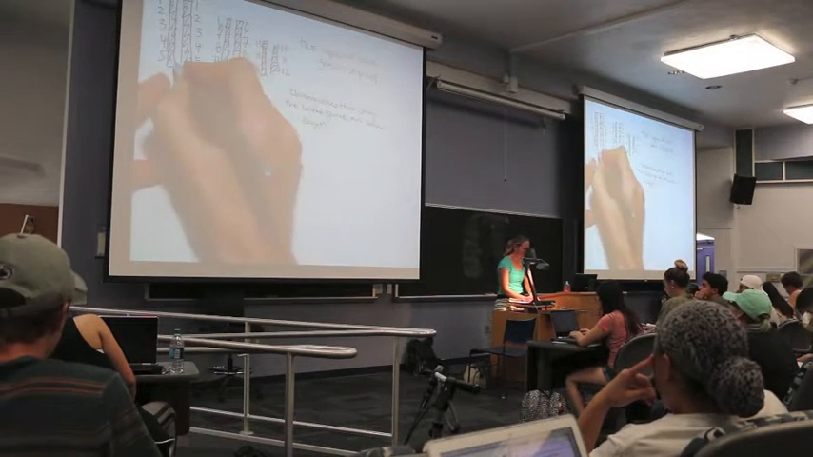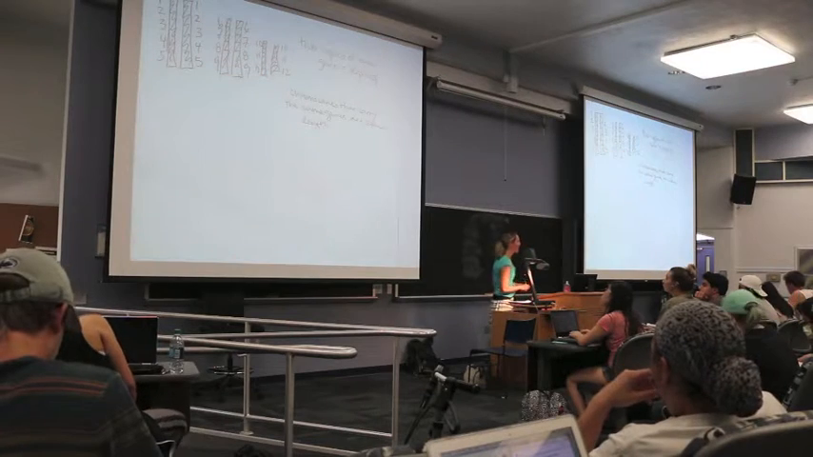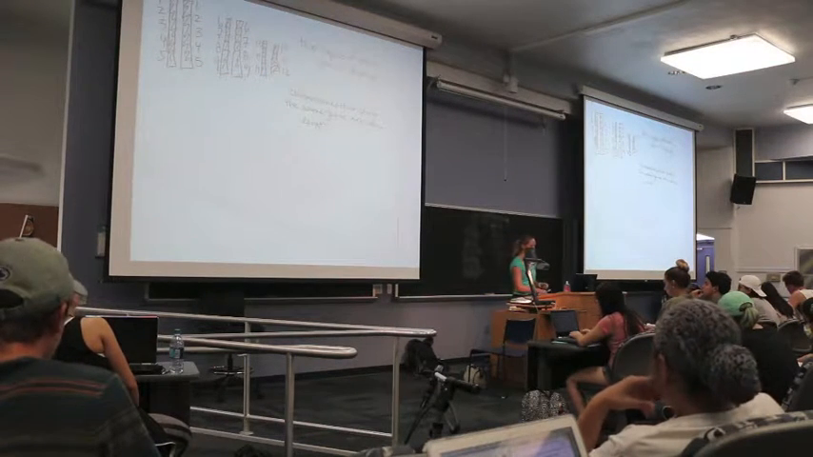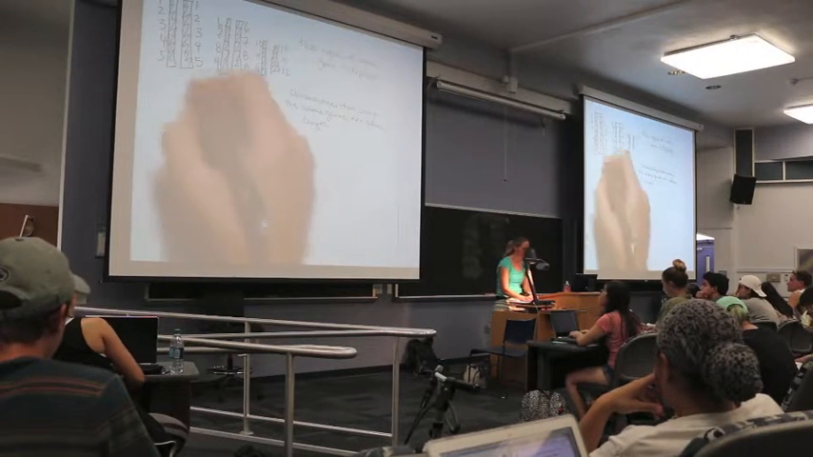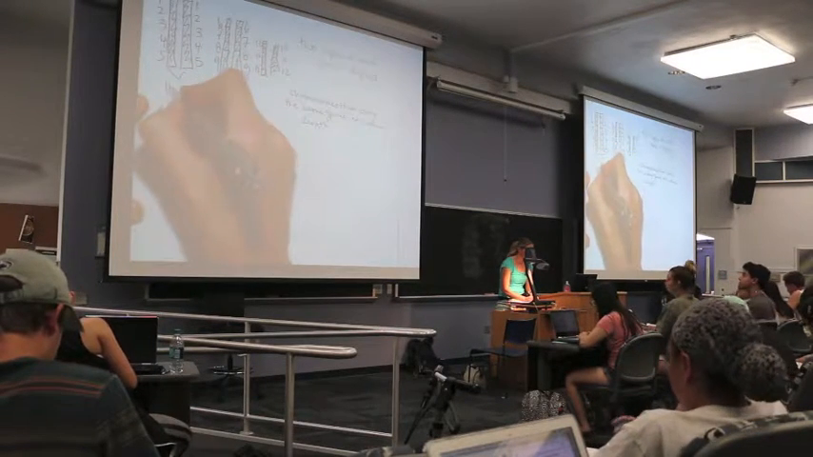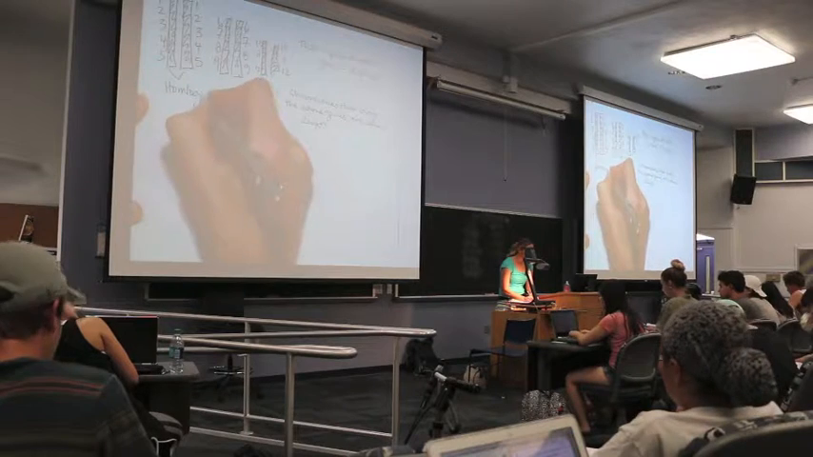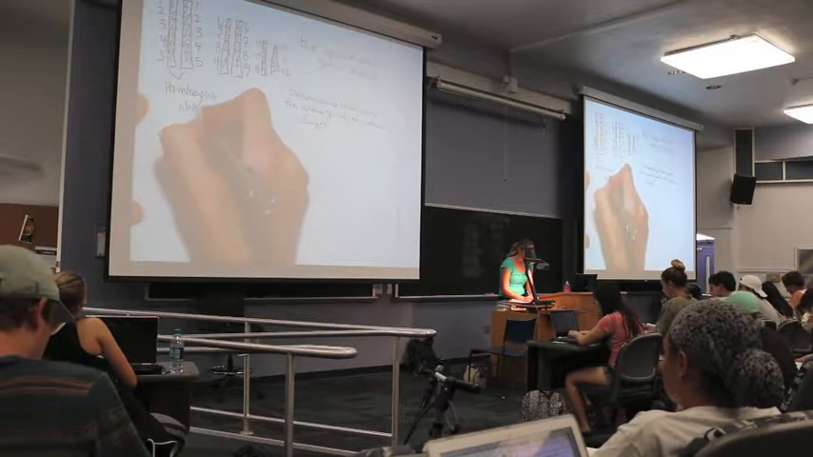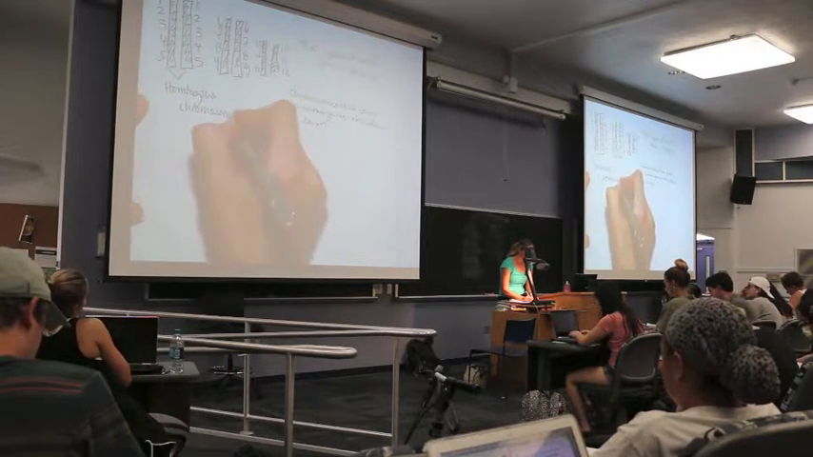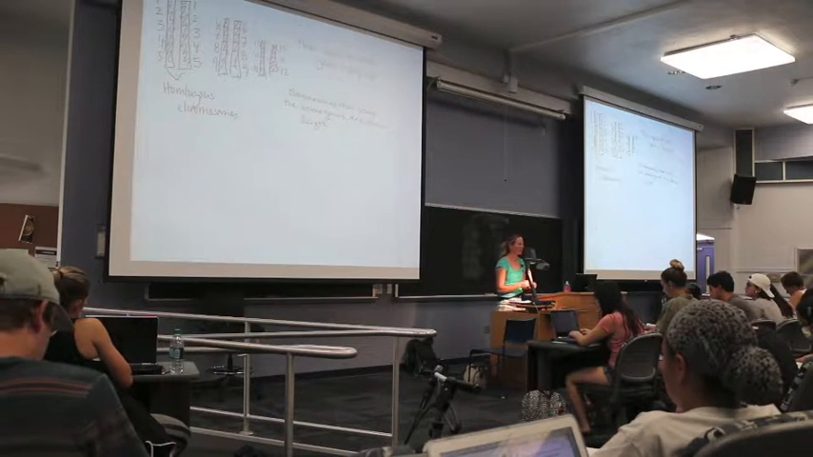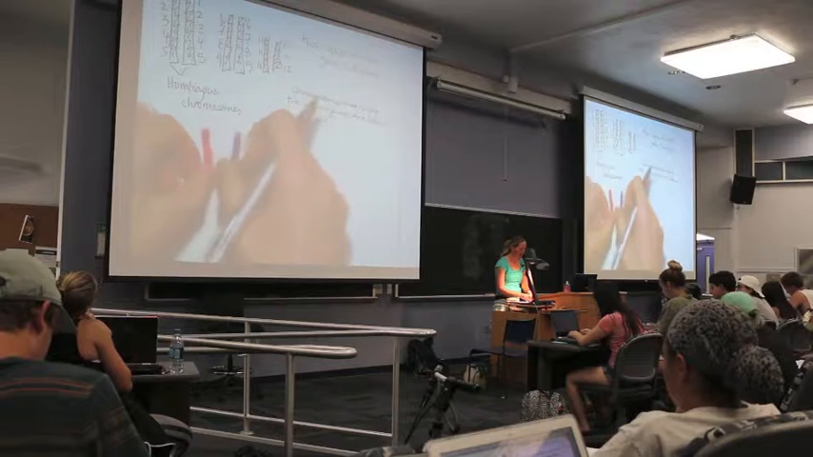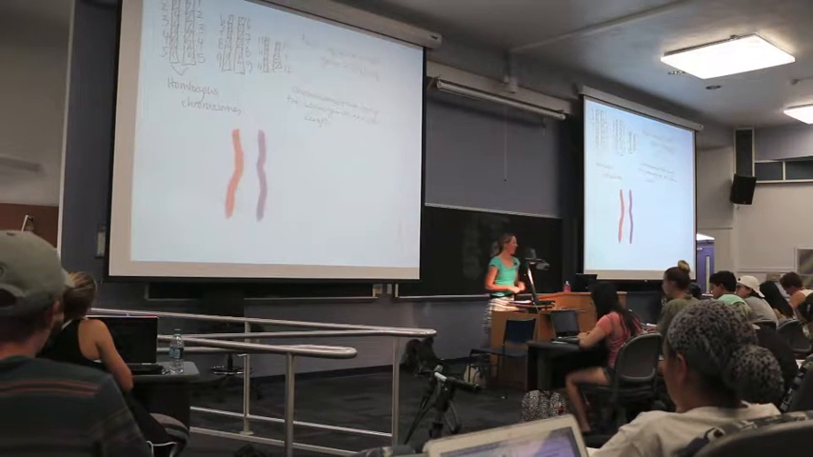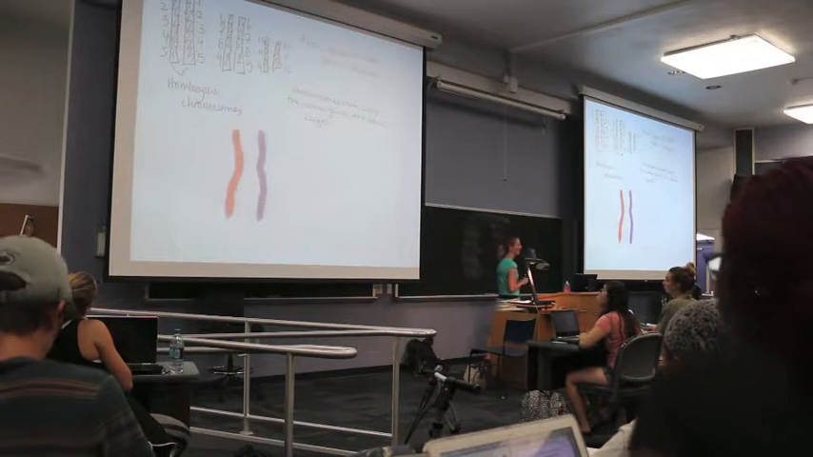So what is the term for these 2 chromosomes that carry the same gene? Homologous. So these are homologous chromosomes. Why don't you talk with your neighbors briefly about what are some similarities and differences between homologous chromosomes?